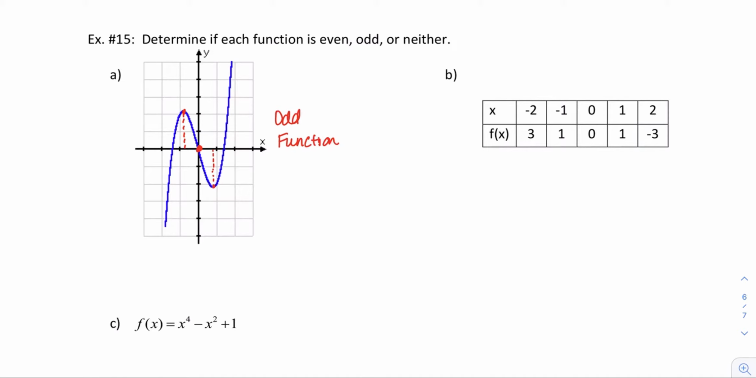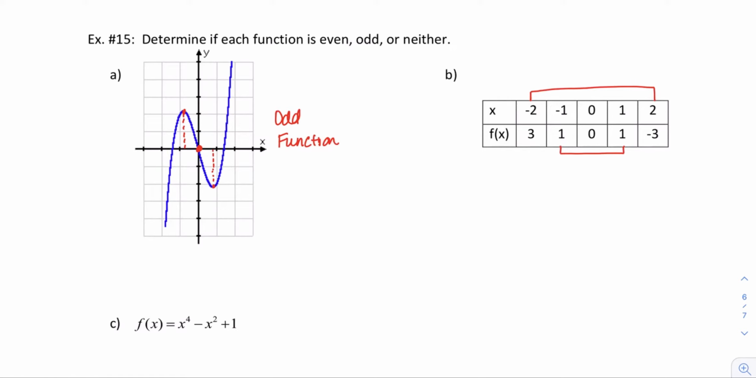In our second example here, we're given a table to work with. We're given 5 different x inputs, and then we're finding the y values that go with them. So compare some opposite values as we're working here. For opposite x values, -2 and +2, we see opposite y values, 3 and -3. But when we look at opposite inputs, -1 and +1, we see the same output of +1 in both cases.